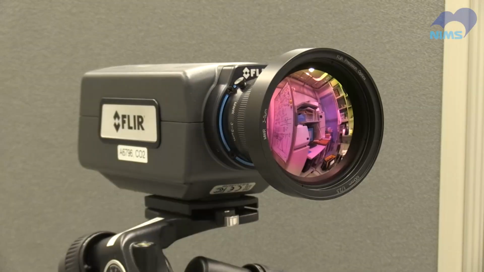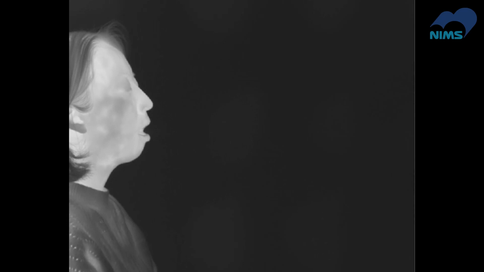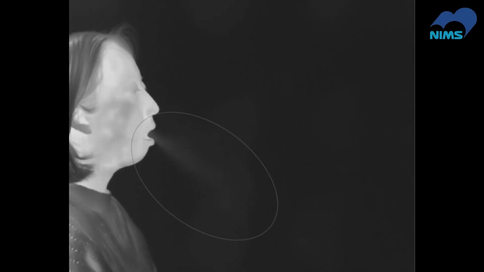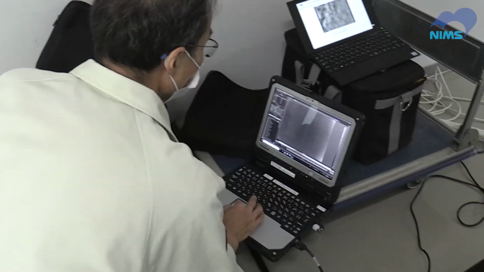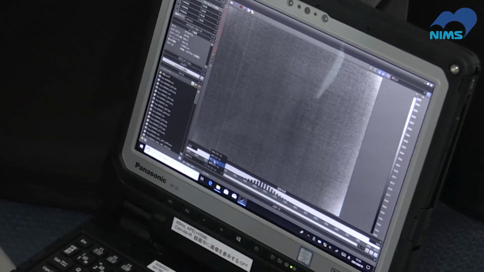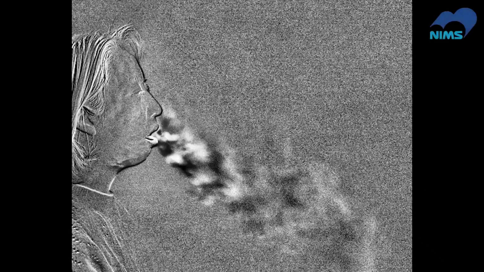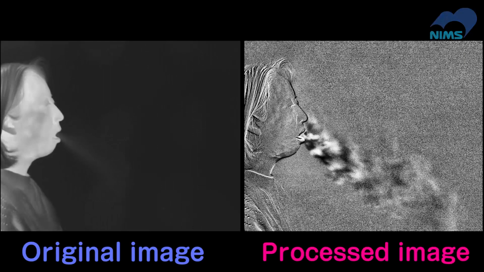Now let's observe human breath. She is breathing continuously through the mouth. You can see a slight airflow toward the front. After image processing to highlight the different gas concentrations, the flow becomes clearly visible. Each frame shows a high-contrast gas pattern like this, which reveals the slightest differences in carbon dioxide concentration.